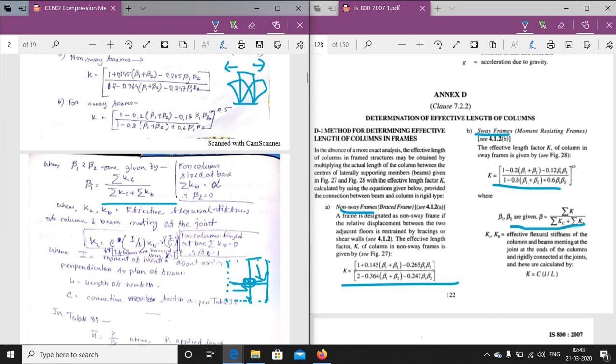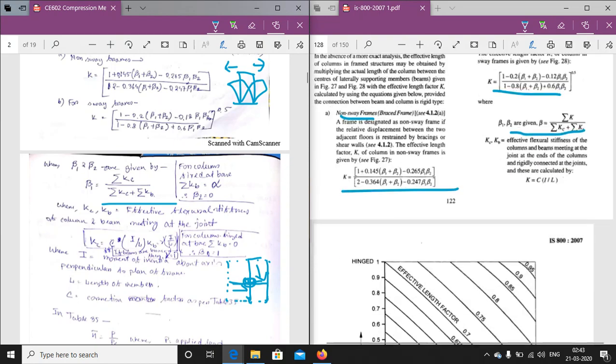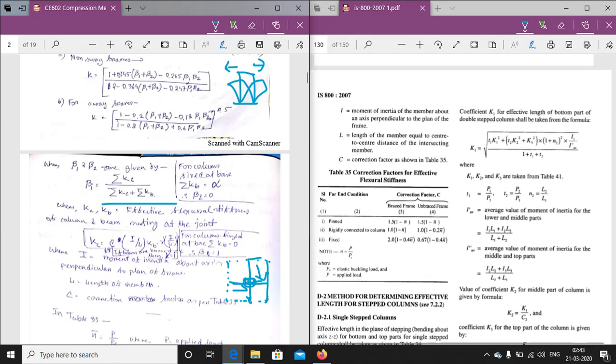So the requirement of this effective flexural stiffness arises when we have to determine how much load is coming to this column from the adjacent members. So when we are calculating the effective flexural stiffness, we have to consider the adjacent beams and columns also. Now, what is the value of Kc?